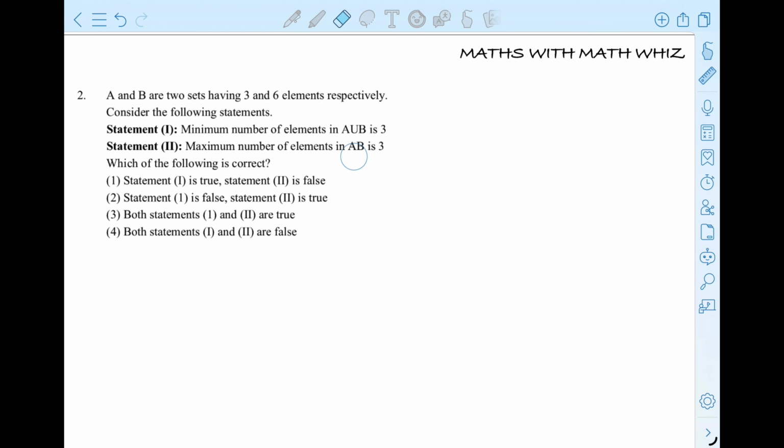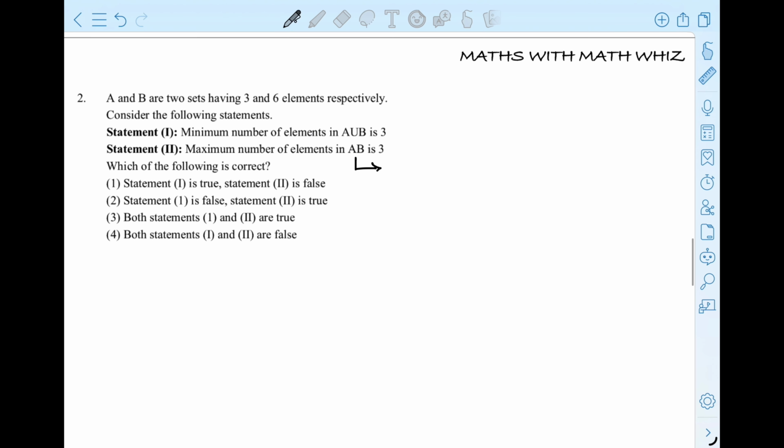Now this AB is the same as A intersection B. So the maximum number of elements in A intersection B is 3. Now we need to tell which of them is true and which is false. To understand A union B, we know A union B contains every element present in A and every element present in B. Even if they both have 3 common elements, A union B will have a minimum of 6 elements in it. So easily I can tell statement 1 is false.